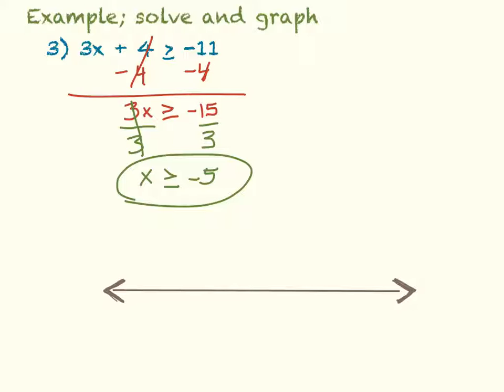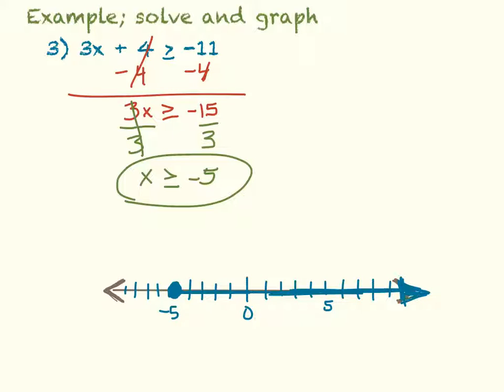And if I graph that, x is greater than or equal to negative 5. So negative 5, I'm going to fill in the circle on the graph because it's or equal to, and it's bigger than that. So I'm going to draw it bigger. Any number that's bigger than negative 5. So there's your final graph.